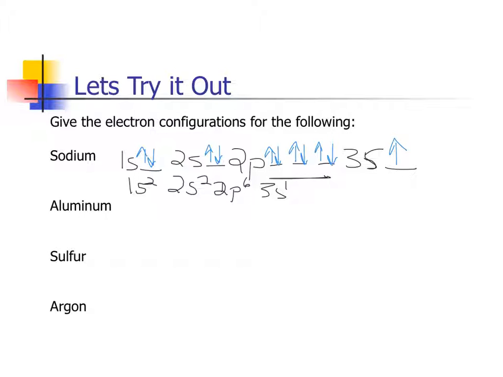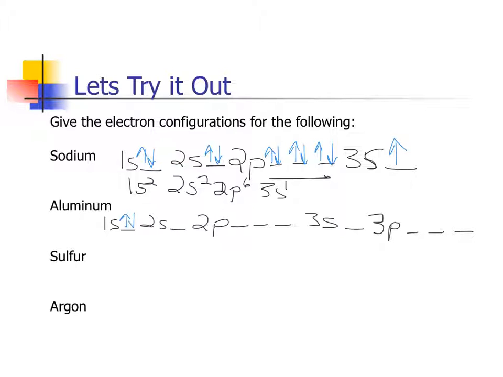Now aluminum is again in row 3, but it's in the p block. Well, that's where it's going to end. Now why do we sometimes use those numbers? Well, it gets really intense to see all these arrows, and it can start to look a little messy. But regardless, we're going to start the same and go with 1s, 2s, 2p, 3s, and now I need to fill in my electrons.